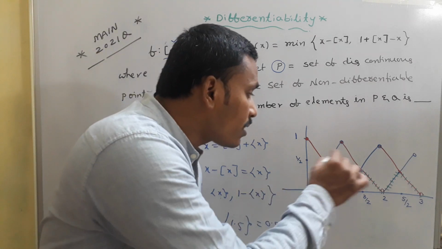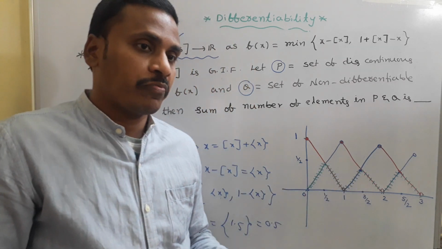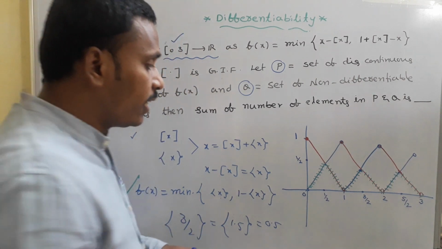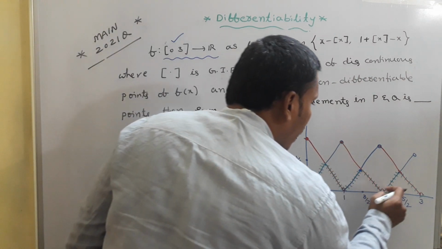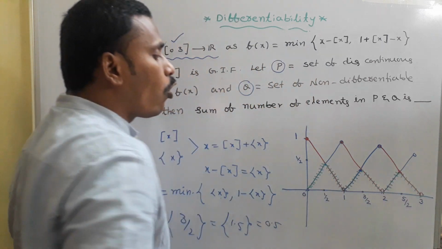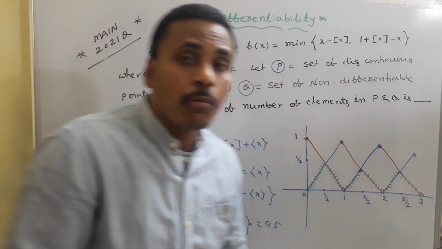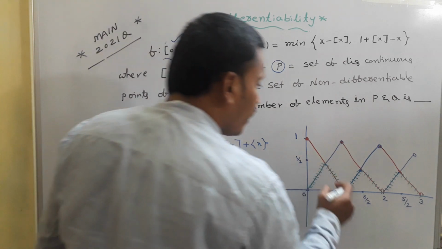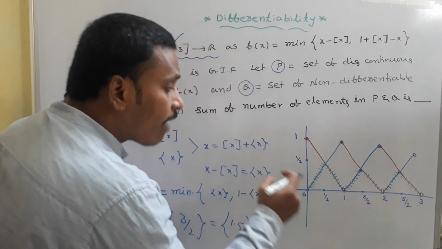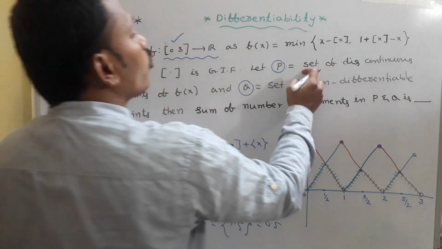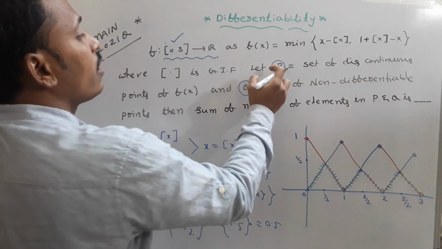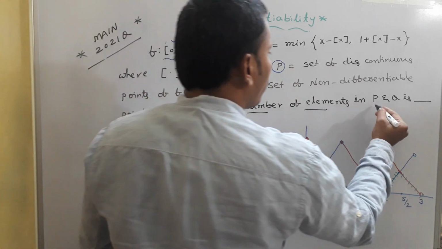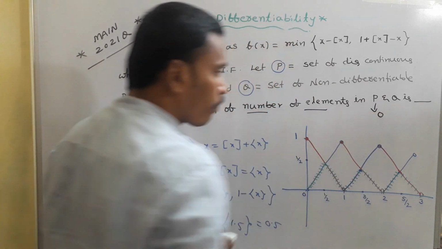When you observe this green color part, what happens? One thing is very clear, the graph is clearly continuous. No breaks are involved in this graph of the minimum of fractional part of x and 1 minus fractional part of x. Since the graph is clearly continuous, it has no discontinuous points. Since P indicates the set of discontinuous points, the number of elements in P is just 0.